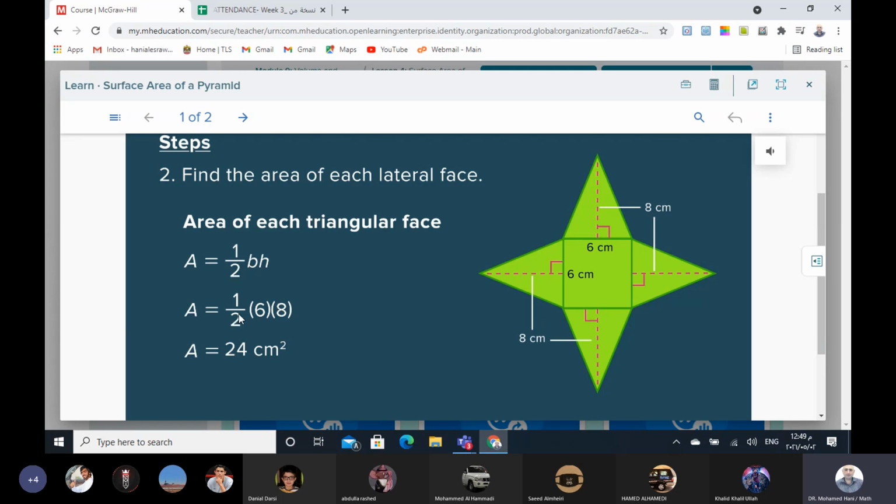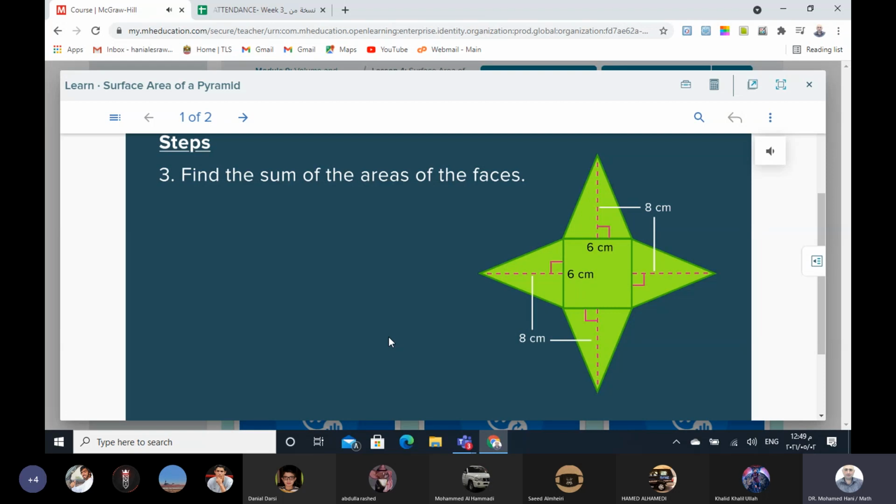So here we have 1/2. The base of the triangle will be 6, so times 6, and the height of the triangle will be 8, so times 8. So 1/2 times 6 times 8 will be what? It will be 24 centimeters squared.